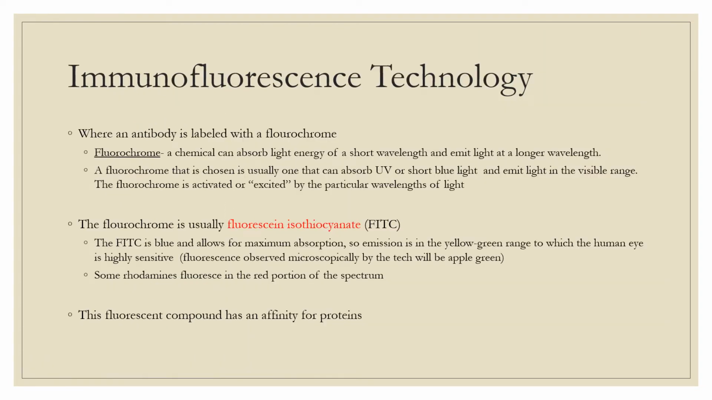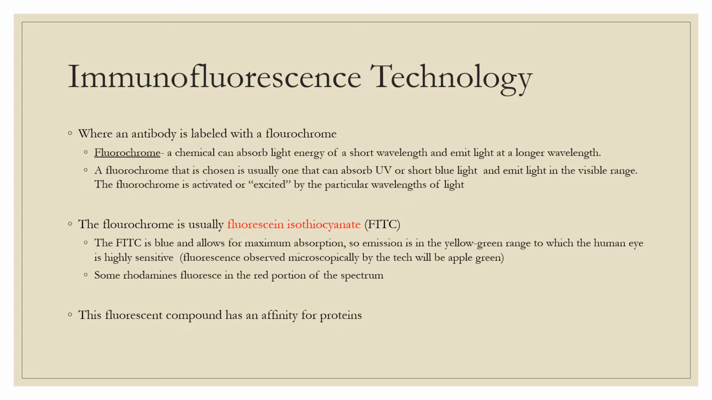In immunofluorescence technology, we're looking for antibodies that are labeled with a fluorochrome. A fluorochrome is a chemical that can absorb light energy and at the same time emit light at a longer wavelength. A fluorochrome that is chosen is usually one that can absorb UV and short blue light and emit light in the visible range. The fluorochrome is either activated or excited by the particular wavelengths of light.